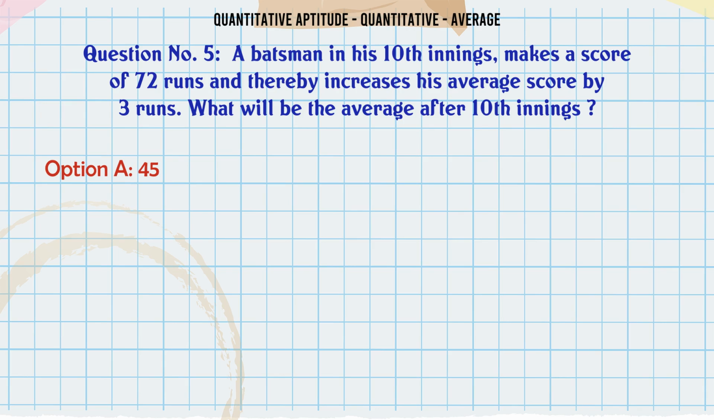A batsman in his 10th innings makes a score of 72 runs and thereby increases his average score by 3 runs. What will be the average after 10th innings? A 45. B 46. C 47. D 48. The correct answer is 45.